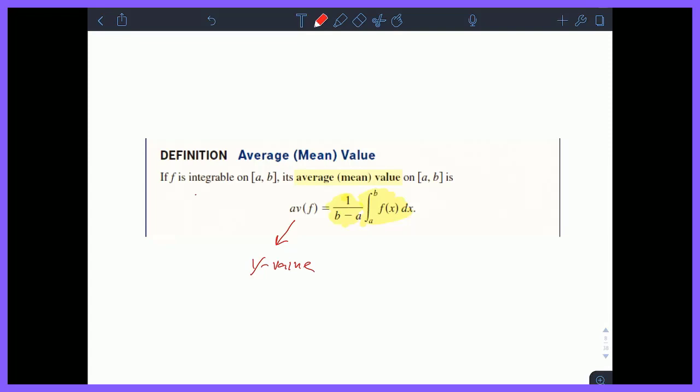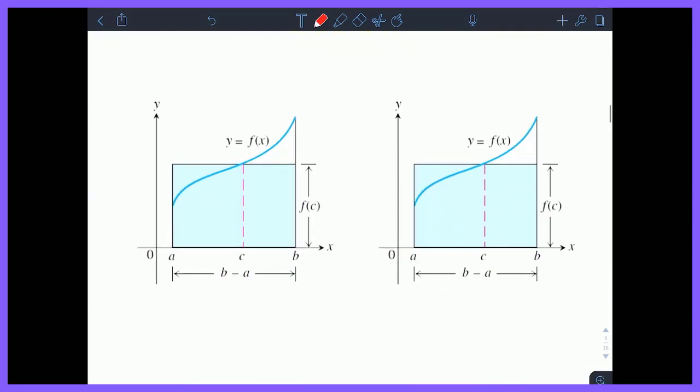So what exactly is average value? We know the average value of a list of numbers is simply the sum of the numbers divided by the quantity of them, right? But how could you possibly find the average value of a function? It has a potentially infinite number of values. So let's talk a little bit about what this actually is. And to do that, it's best to show you a picture.